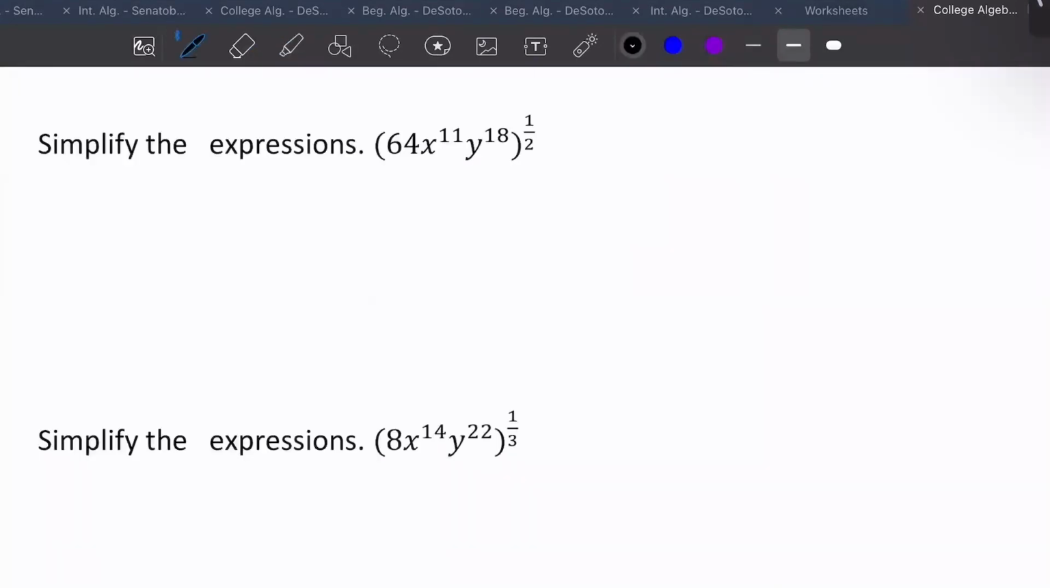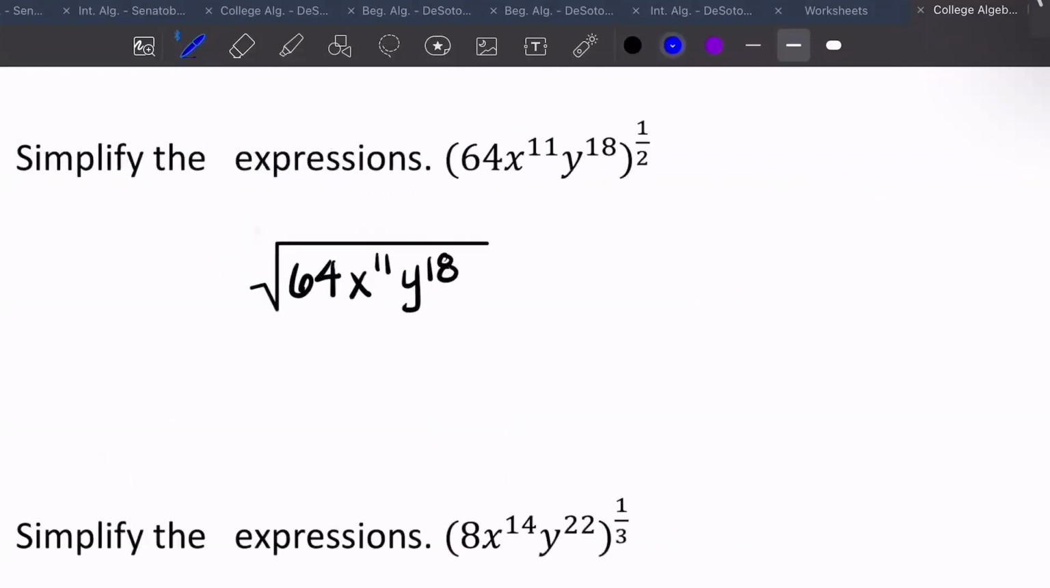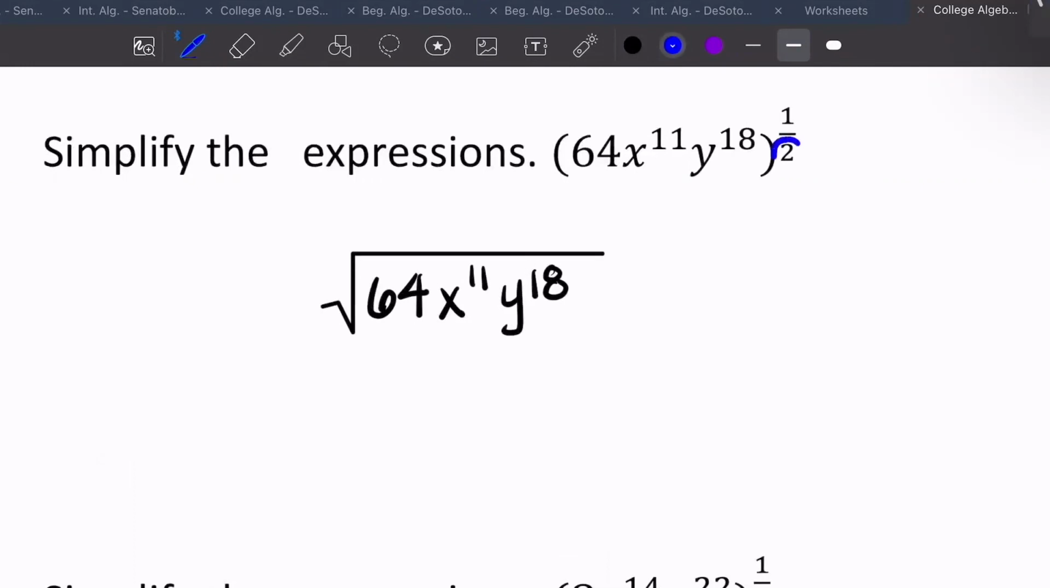All right, so we just have these two problems left for P3. Here we have our fractional exponent, but we know that we can turn this directly into a radical. So this can become the square root of 64x to the 11th y to the 18th. And you say, okay, how do you know it was the square root? Because we know that the denominator of our exponent becomes the root that we take.